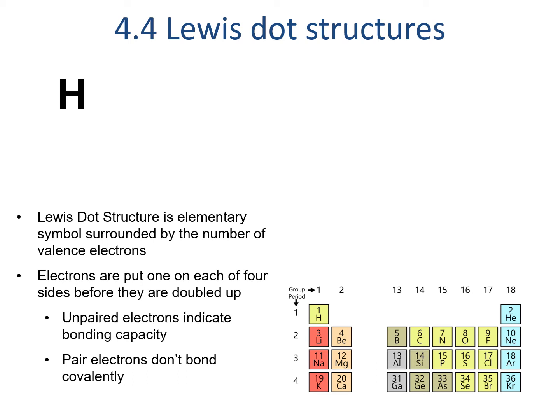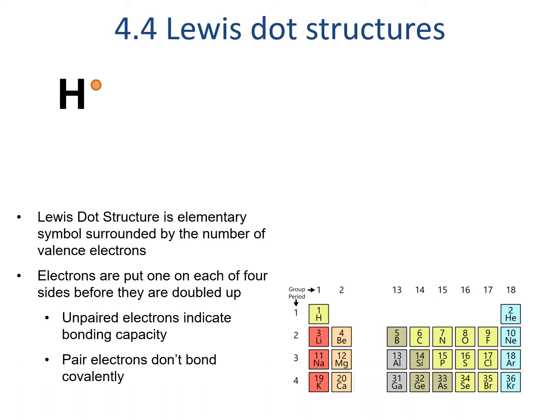We could go through and write electron configurations for each atom, but we get a lot of the same information by only talking about the valence electrons using Lewis dot structures. For example, a hydrogen atom is found in group 1, so it only has one electron, which we can draw on the side of the hydrogen's chemical symbol H.